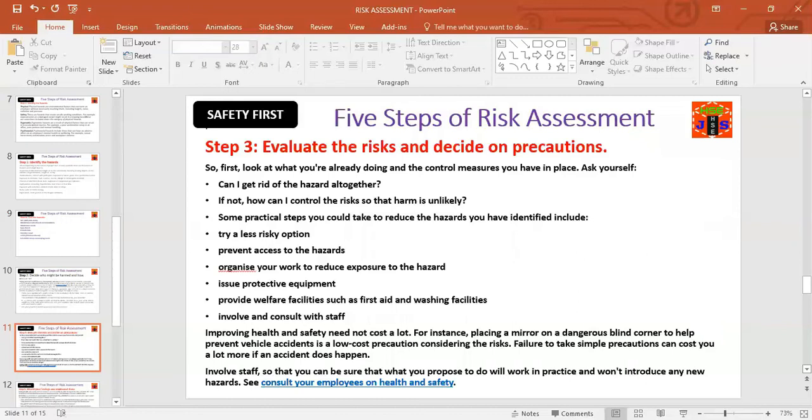Improving health and safety need not cost a lot. For instance, placing a mirror on a dangerous blind corner to help prevent vehicle accidents is a lower cost precaution. Considering the risk, failure to take simple precautions can cost you a lot more. Involve staff so that you can be sure that what you propose to do will work in practice and won't introduce any new hazards. Consult your employees on health and safety.